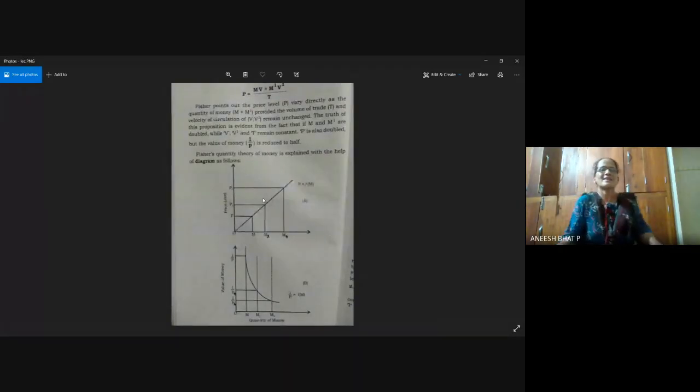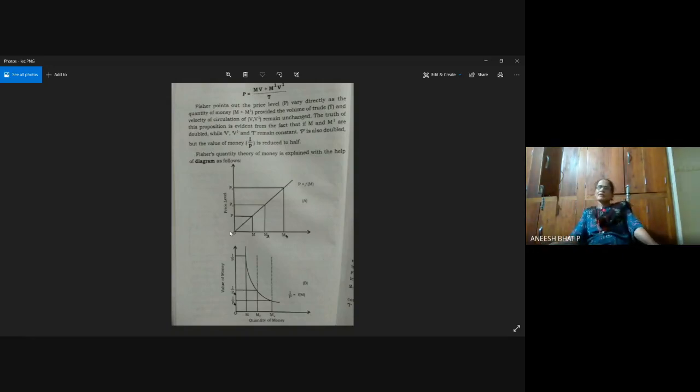Hello students, we are discussing the quantity theory of money, Fisher's equation, Fisher's quantity theory of money, also called the cash transaction version of the quantity theory of money. American economist Irving Fisher published his famous book Purchasing Power of Money in the year 1911. In this book, he gave a systematic explanation of the quantity theory of money.